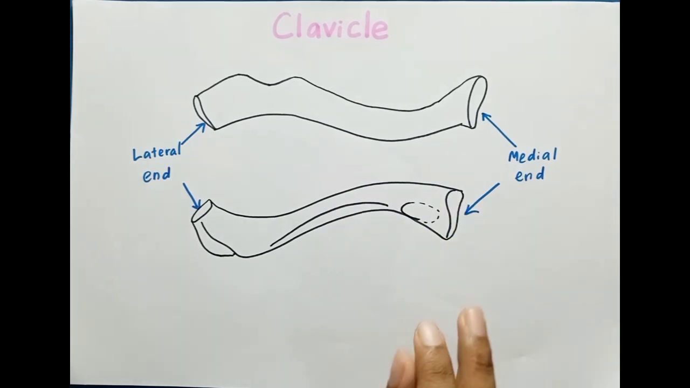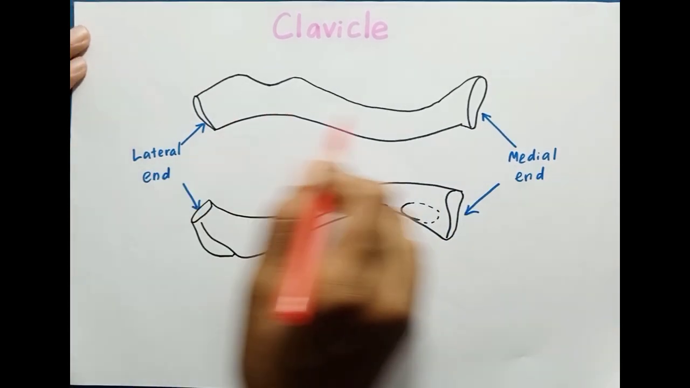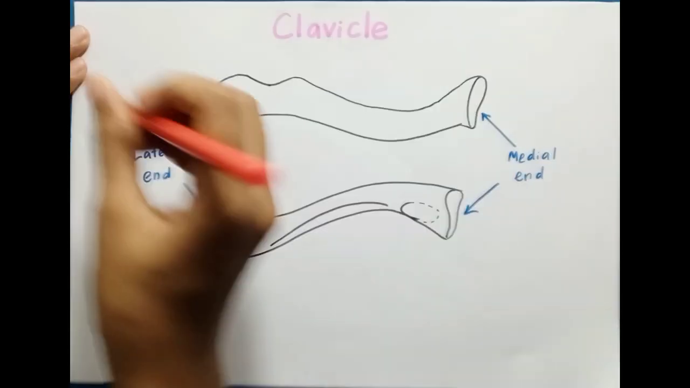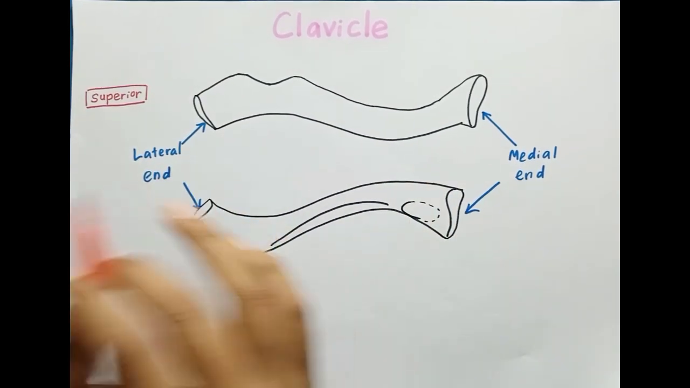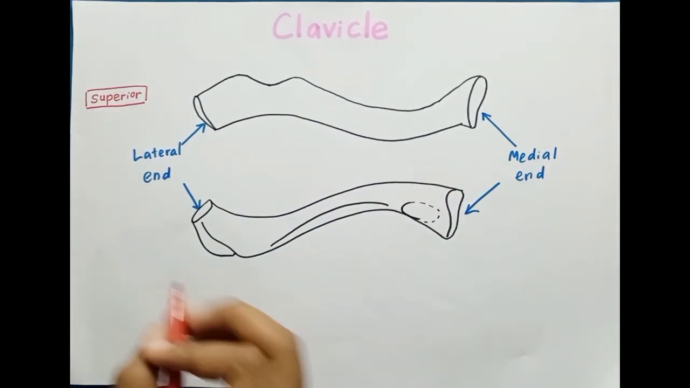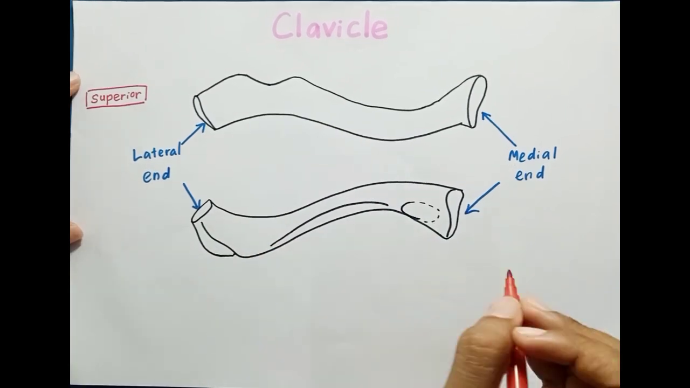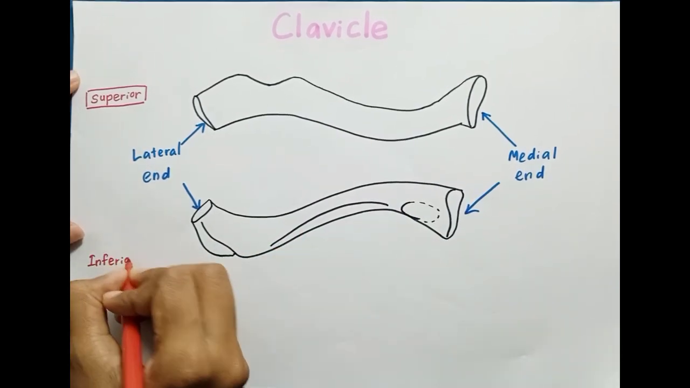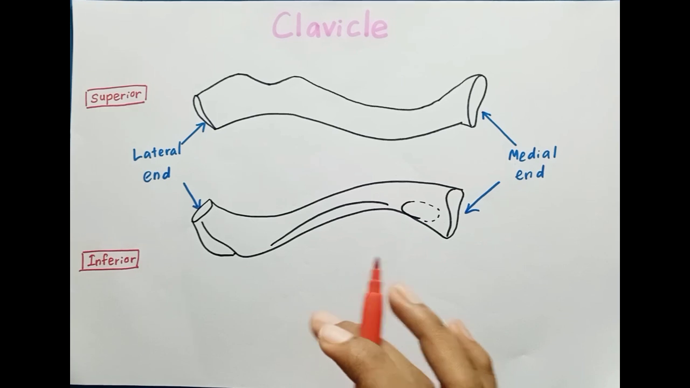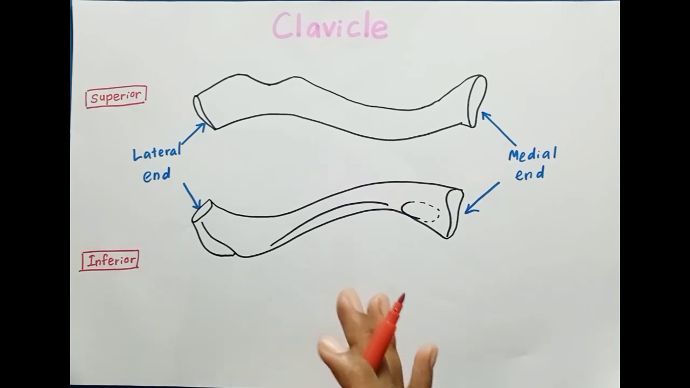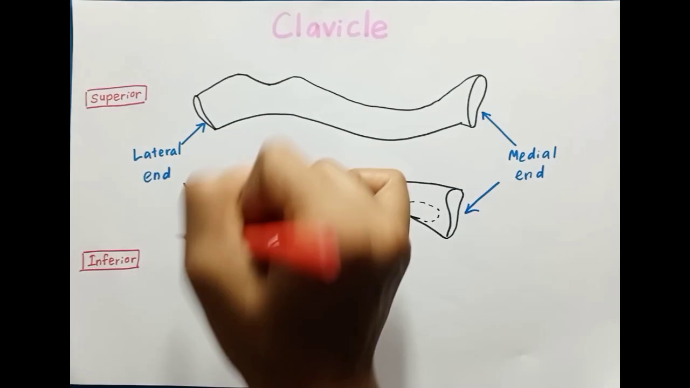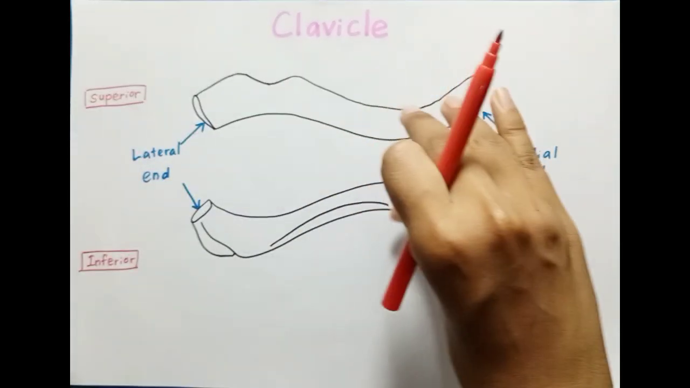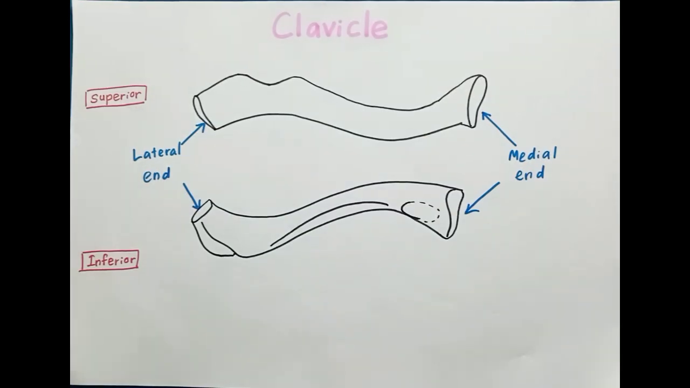There are two diagrams of clavicle. This is the clavicle from superior view, that means the view from above. This is from inferior view. Inferior means the view from below. And as I told, this is the medial end, then this is the lateral end. And this part is called the shaft.